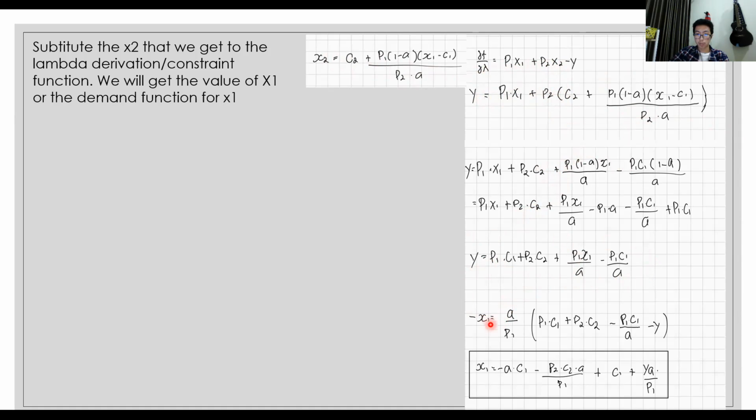We're not solving for x1 yet. When we come to right here, we're going to solve for x1, so we make x1 the subject. We get this value. The squared function right here is the demand function for x1. Remember that. After we get the demand function for x1, we're going to put it back to right here, so we put the value of x1 into this.